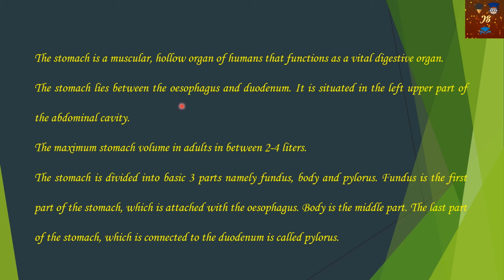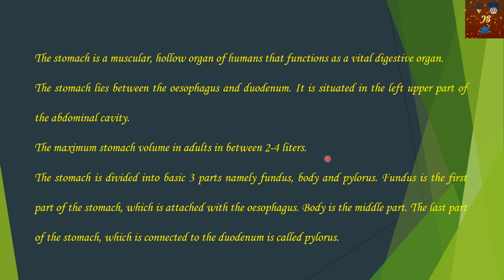The stomach lies between the esophagus and the duodenum, as we have gone through in the previous picture. It is situated in the left upper part of the abdominal cavity. Please remember this, it is situated in the left upper part of the abdominal cavity. The maximum stomach volume in adult is between 2 to 4 liters. This maximum stomach volume means the amount the stomach can accommodate along with the food, the liquid, the enzymes, the acids, whatever present in the stomach. The total accommodation capacity of the stomach is, in case of an adult human being, 2 to 4 liters.